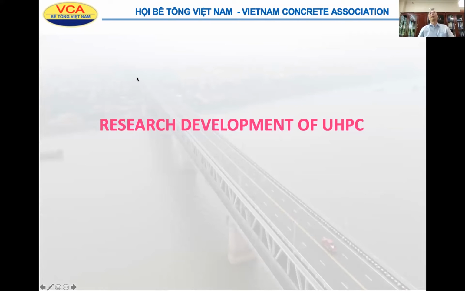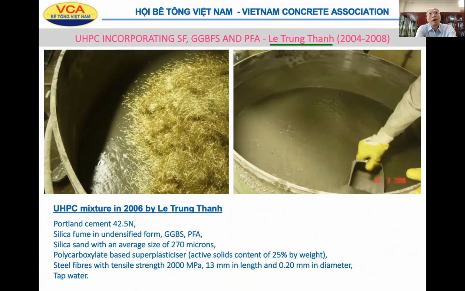Right, so now the research development of UHPC in Vietnam. I would like to go back about 16 years ago, to 2004, when I was the very first researcher to implement UHPC research. I worked on it for a year, and up to now we keep joining some research activity with UHPC. Initially we used cement and silica fume like other research centers in the world, and I also tried GGBS and HVFA to replace cement. Silica sand of 270 micron was used, along with a PC polycarboxylate-based superplasticizer, and steel fiber with tensile strength of 2000 MPa, 18 millimeters in length and 0.2 millimeter in diameter.